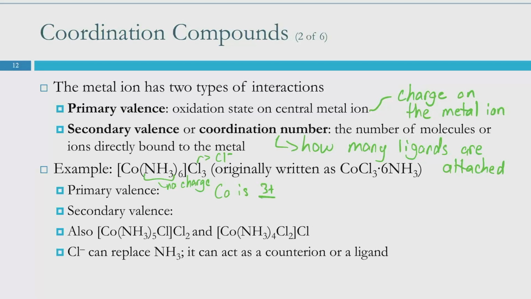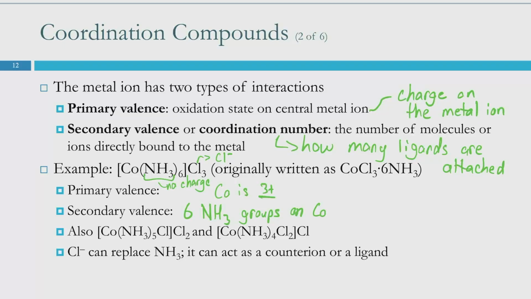Our secondary valence is how many ligands are attached to the cobalt. Any ideas? It's 6. We've got 6 ammonias. We've got 6 NH3 groups on cobalt. So our secondary valence is 6.